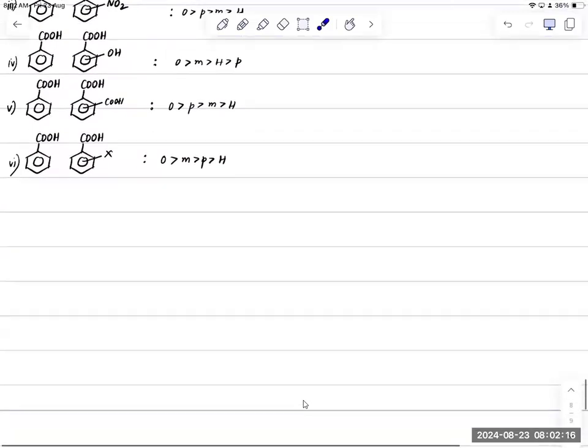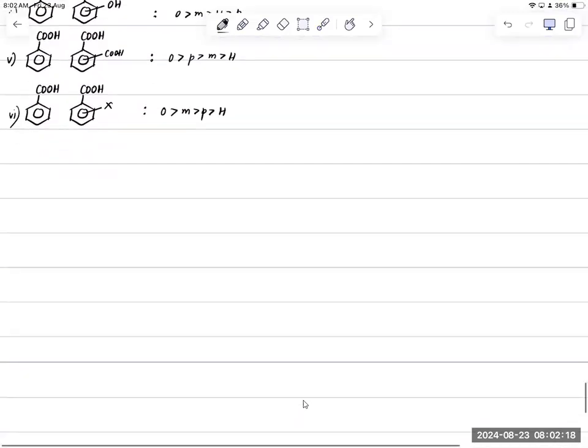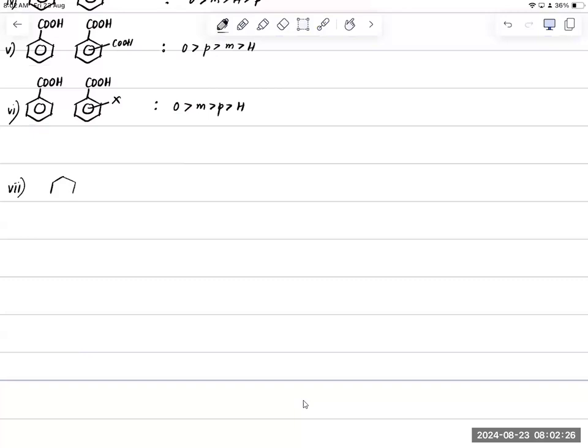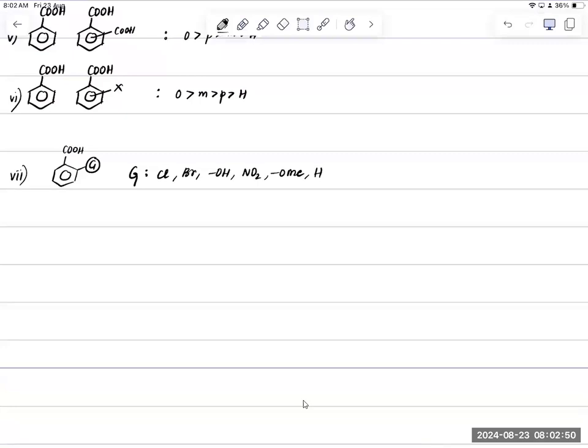Lastly, if only ortho effect is being given, in all of the cases, suppose ortho effect is observed. Suppose I have COOH here and group G here. That means ortho effect is applied by all of them. So if this G is chlorine, bromine, OH, NO2 and OMe, and hydrogen, in such cases, what will be the acidic strength?